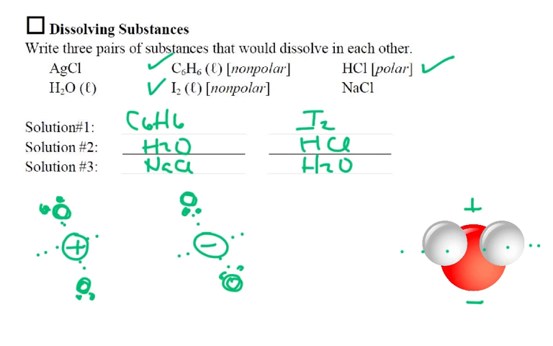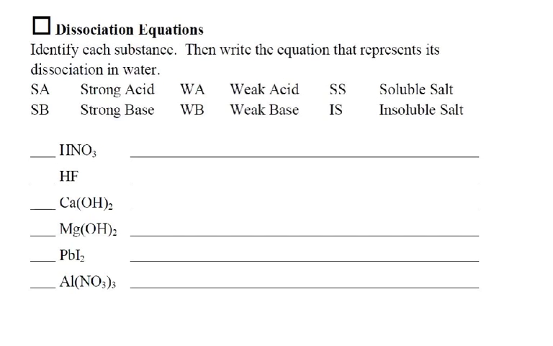Now AgCl, okay, that idea might be okay, except that we know from our solubility rule that AgCl just does not dissolve. So if it did dissolve, it would be a good choice, but it doesn't dissolve. So here are our good choices for dissolving pairs. Like dissolves like.